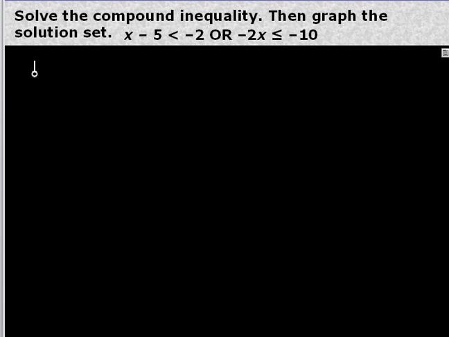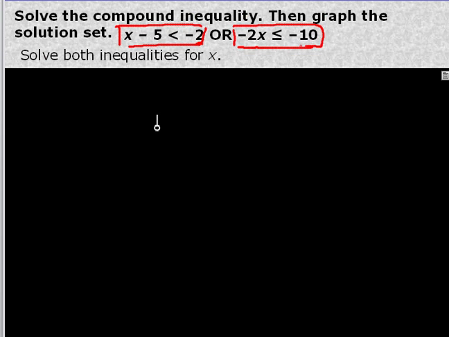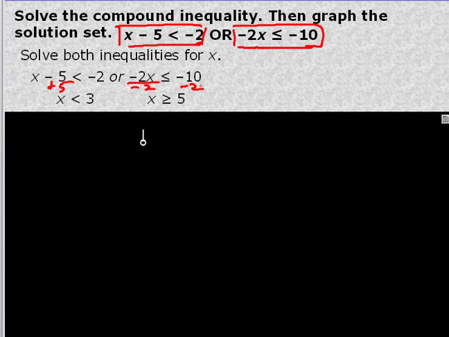Okay, solve the compound inequality, then graph the solution set. X minus 5 is less than -2, or -2x is less than or equal to -10. So we're going to solve each of these individually and then graph each of them individually. So solve both inequalities for X. The first one we're going to add 5 to both sides. This one we're going to divide by -2. Remember, that switches the direction of the inequality.